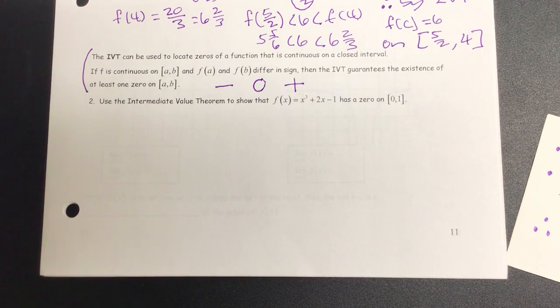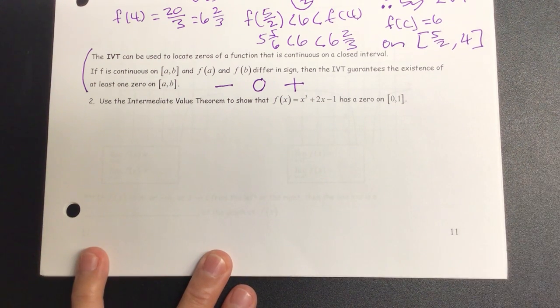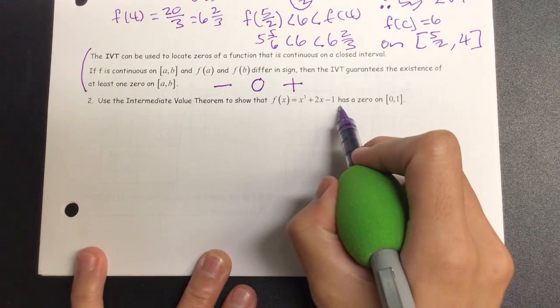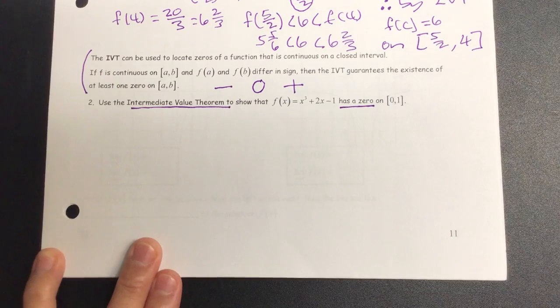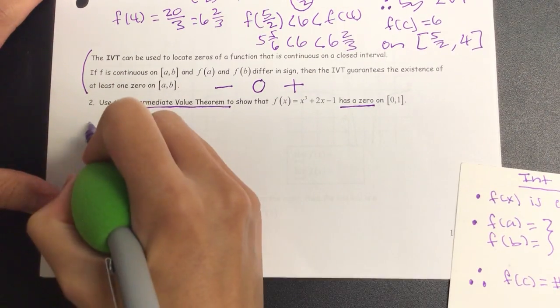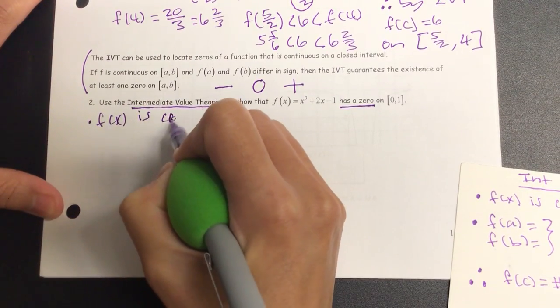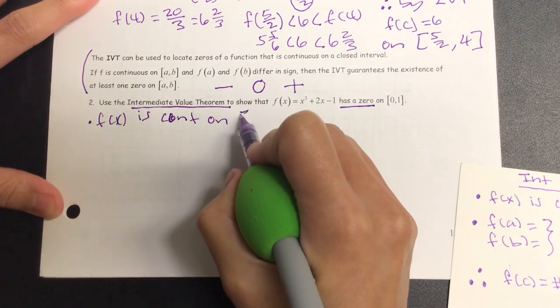The IVT can be used to locate zeros of a function that's continuous on a closed interval. Use the IVT to show that f of x equals x cubed plus 2x minus 1 has a 0 on [0, 1]. So it must have a 0. It says to use the intermediate value theorem, so the first thing we have to state is that the function is continuous. So we have f of x is continuous on, what is the interval that they gave us? 0 to 1 inclusive.